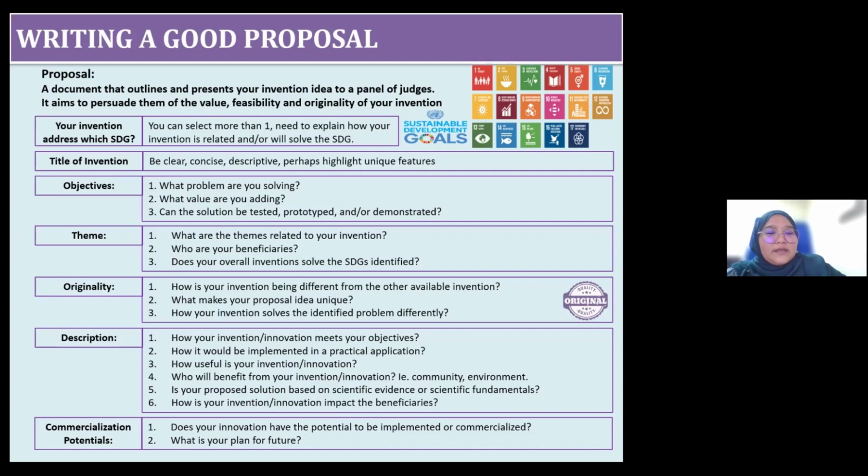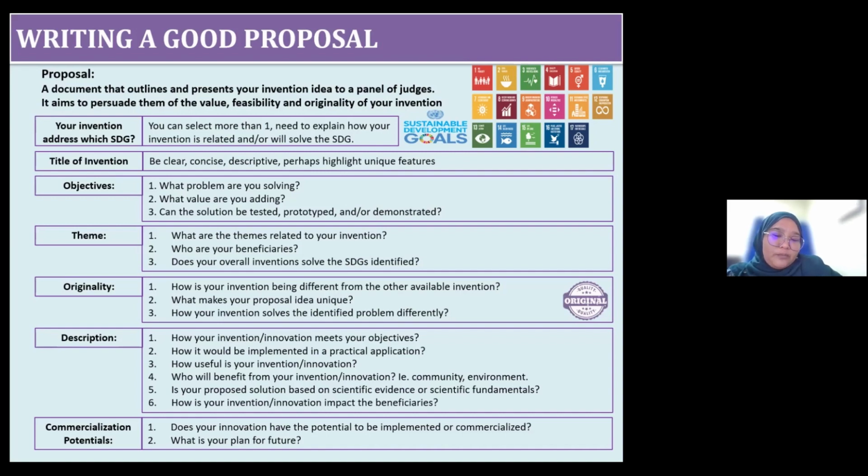Then the next subcomponent that we're going to see in a proposal is the description. In this description, you're going to tell us how your invention or innovation meets your objective. So it has to correspond with your objective, elaborating about your invention or your product. And then the question asks about how it will be implemented in the practical application.